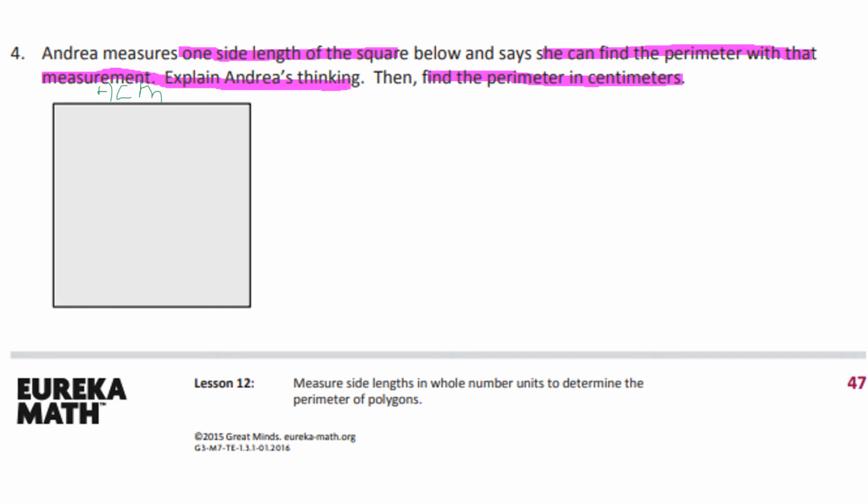Andrea measures one side length of the square below and says she can find the perimeter with that measurement. Explain Andrea's thinking. Then find the perimeter in centimeters. I gave you one side, 4 centimeters. She's saying that just knowing that, she can solve this problem. Tell me why.